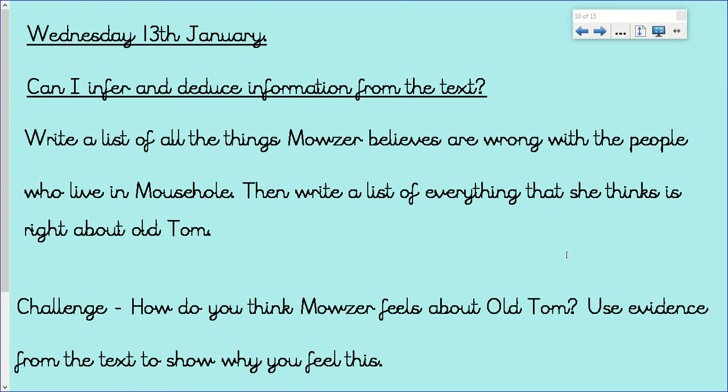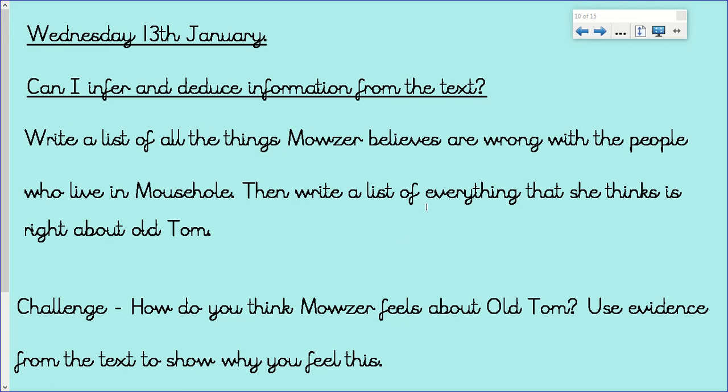Okay, so we've been looking at Mouser the cat. Today we're going to see if we can infer and deduce information from the text. We're going to write a list of all the things Mouser believes are wrong with the people who live in Mousel. Then we're going to write a list of everything she thinks is right about old Tom. And as an extra challenge, we're going to think about how Mouser feels about old Tom, and try to find some evidence from the text to show why you feel this.